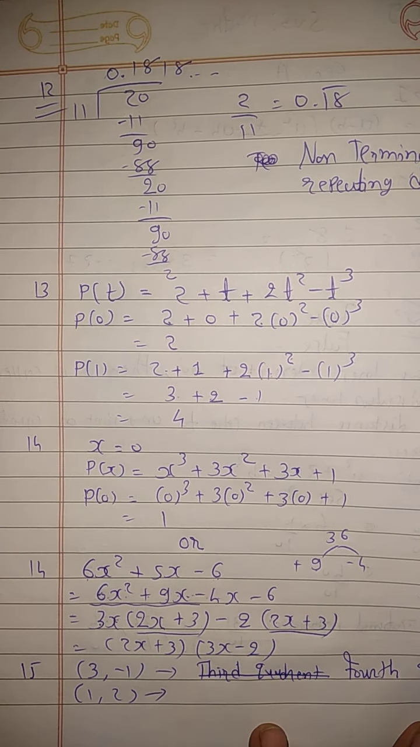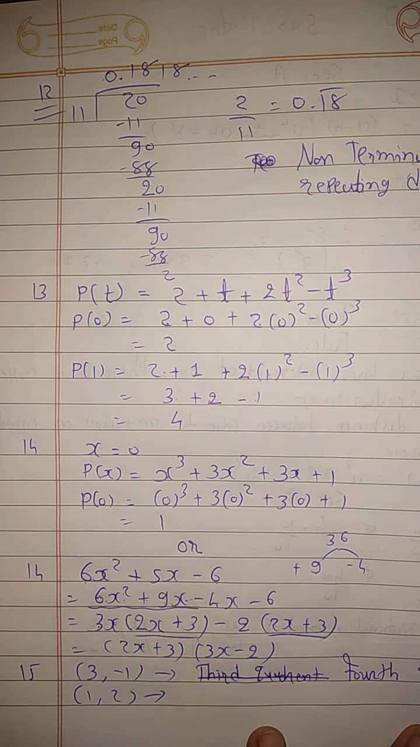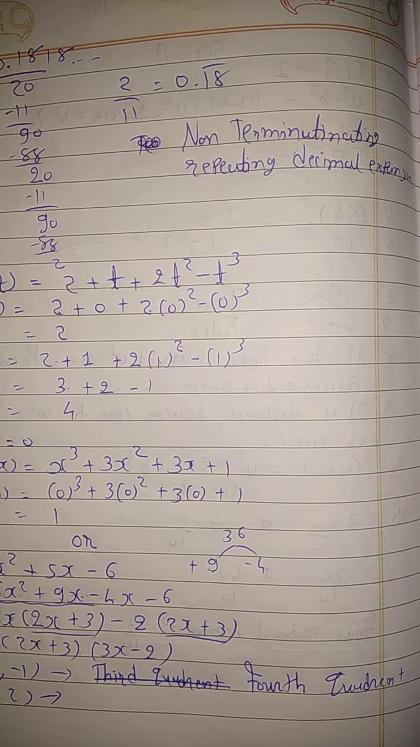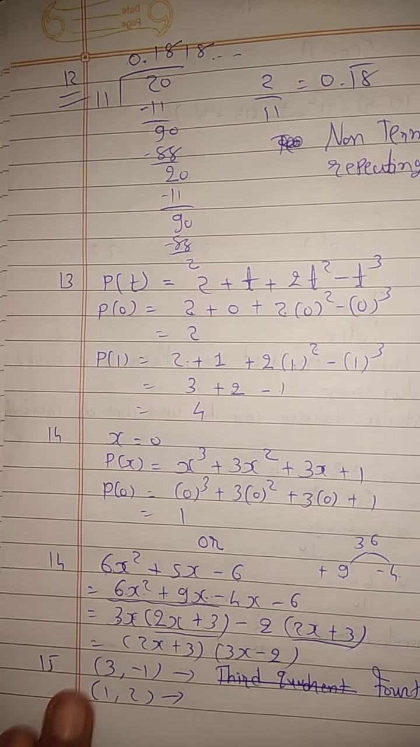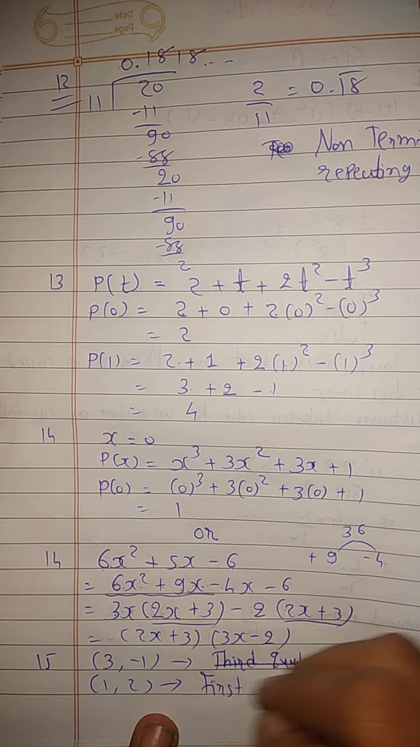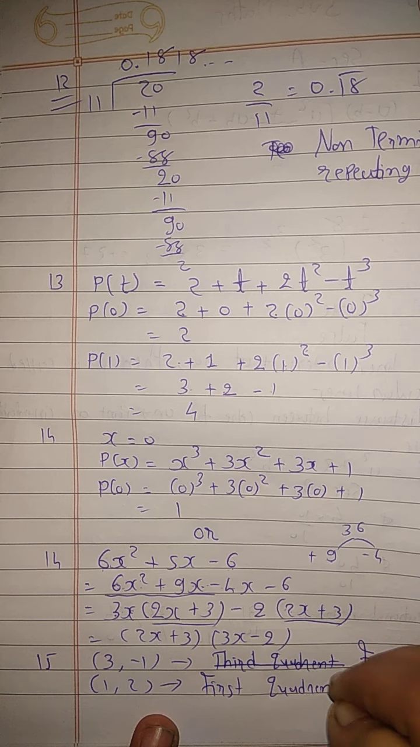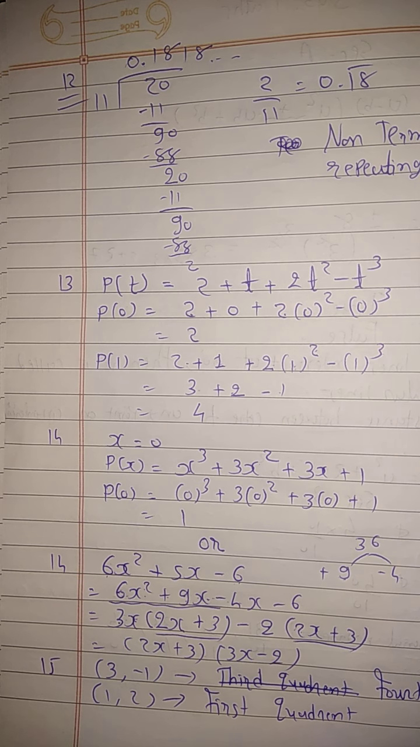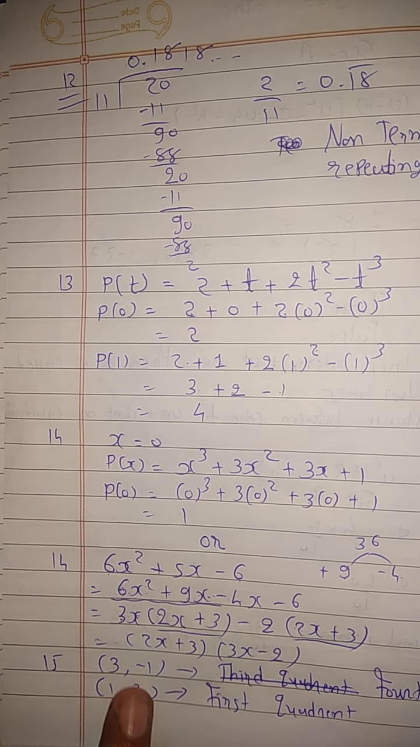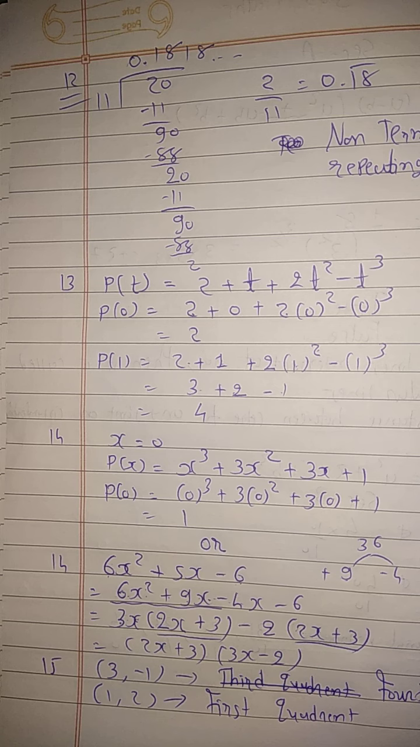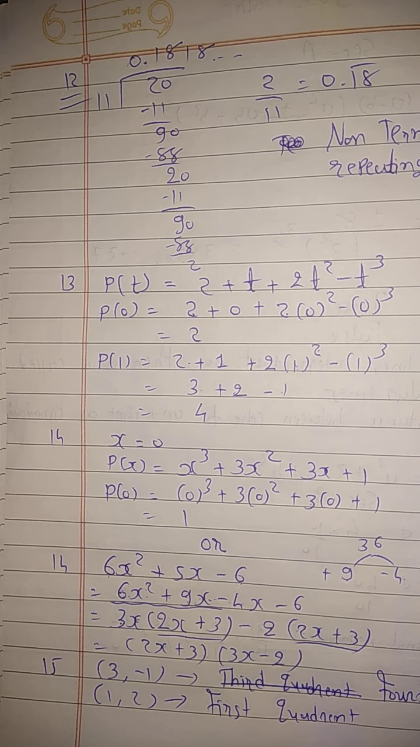Here our point 3, minus 1 is in the fourth quadrant. And 1, 2 is in the first quadrant because both have positive signs, right? Both have positive signs, so first quadrant, and x positive, y negative is in the fourth quadrant. In the second quadrant, x negative, y positive, and in the third quadrant, both are negative. After that, one graph is given to you and we need to write the coordinates.